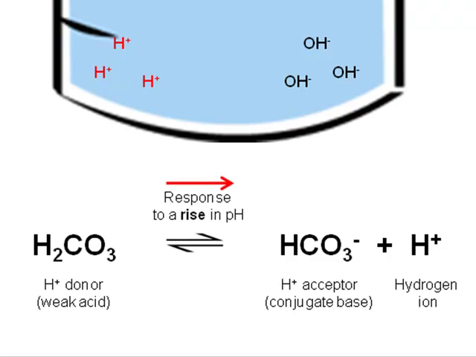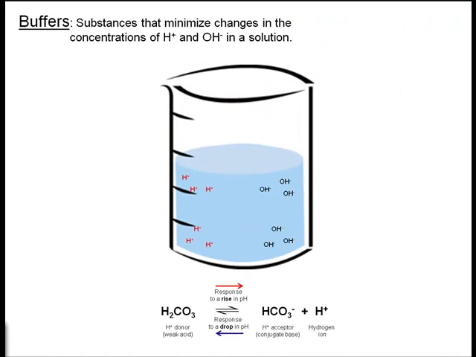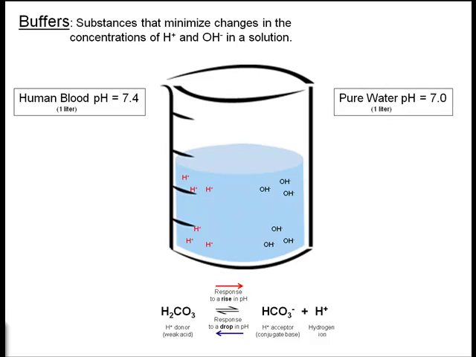It will run to the right in response to a rise in pH, and it will run to the left in response to a drop in pH. As an example of what a buffer does, we can use human blood, which has a buffer, and pure water that doesn't have a buffer.